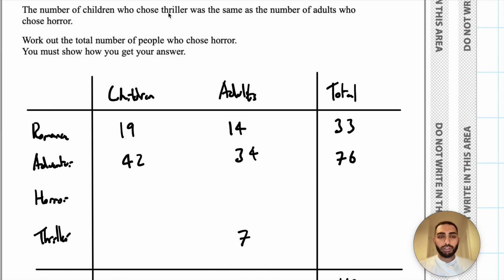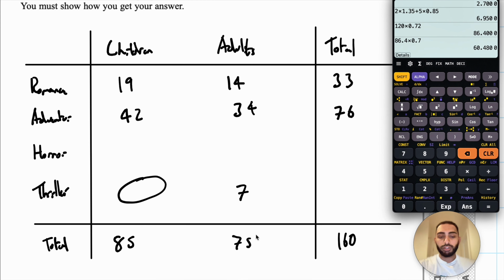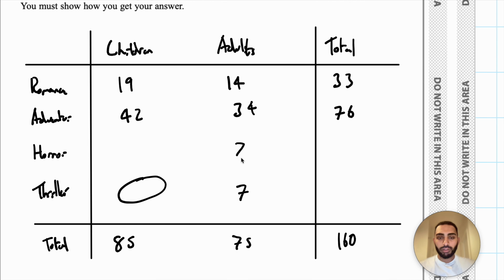The number of children who chose thriller was the same as the number of adults who chose horror. That's telling me that this number will be the same as this number. I can see I've got one gap here, so I could find that missing piece of information. I'm going to add up these three, and then I'll take it away from 75. So I'll just do 75, take away 14, take away 34, take away 7, which gives me 20. So this number is 20, and this number will also be 20. I've also got one gap here, so I can find this missing number. I'm going to do 85, take away all of these.